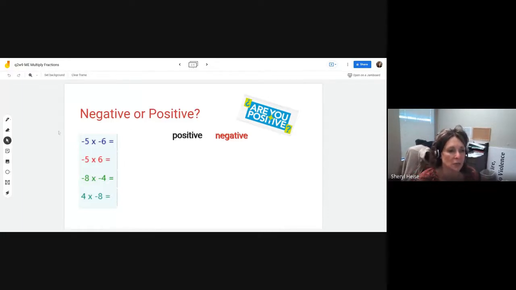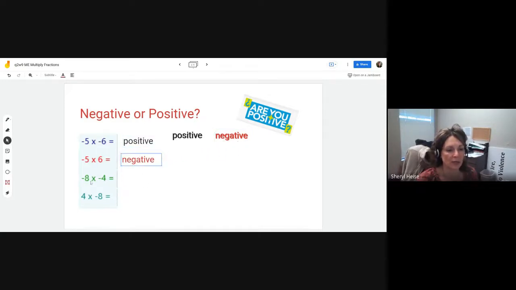So -5 times -6, both of the numbers are negative. When you multiply a negative times a negative, you get an answer that is positive. The second one is -5 times +6. We just have one negative sign here. A negative times a positive would give us a negative answer.